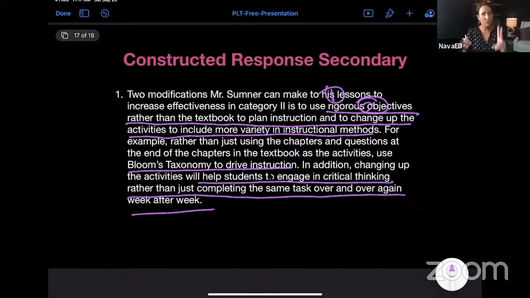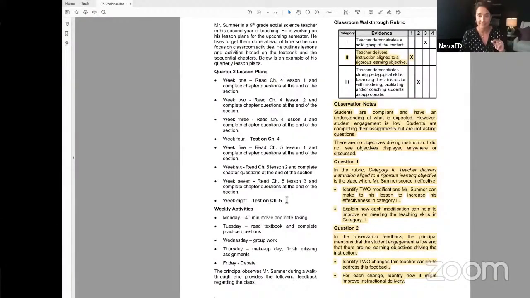So right there, I gave you 2 things and how those will move him towards a better score in category 2 on the rubric, and how it will help students become better. Perfect. I would probably get a 2 on that. If I got a 1, it's okay because I can get a D on this section.